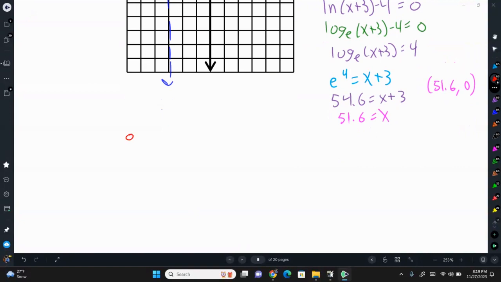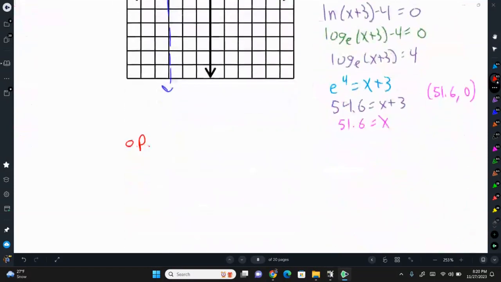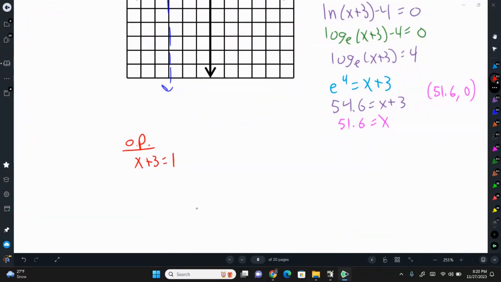So our other point. So remember, the first one we do is we set the inside equal to 1. The inside is x plus 3. So x plus 3 is equal to 1, which means x is equal to negative 2.